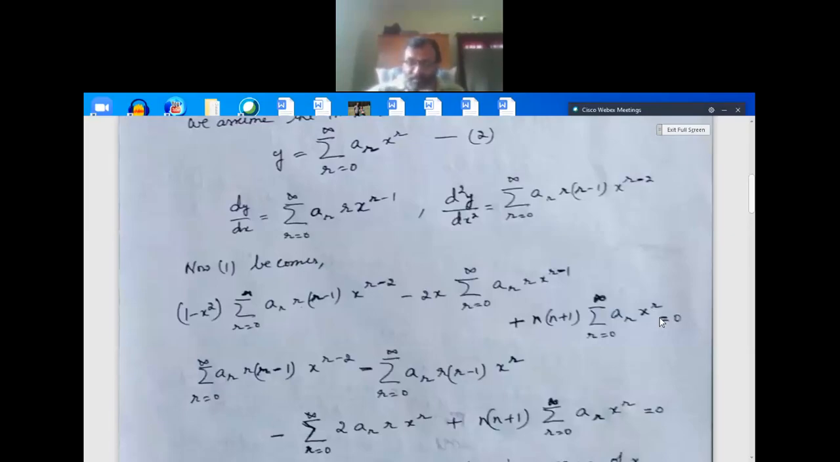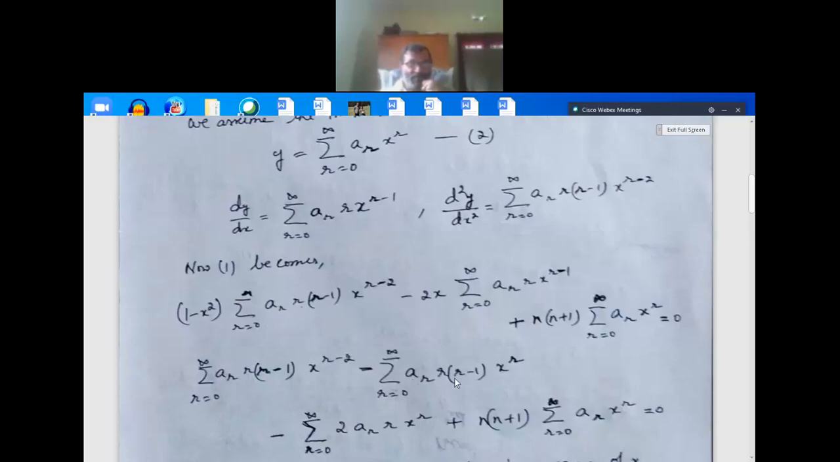Now we try to simplify this. All the x terms can be multiplied. First I multiply for this one. When I multiply 1 into anything it is the same thing, so sigma r equals 0 to infinity r into r minus 1 x power r minus 2. Then minus, when you multiply x squared and x power r minus 2, you will get x power r, since r minus 2 plus 2 is r. So I'll get minus sigma r equals 0 to infinity r into r minus 1 x power r.